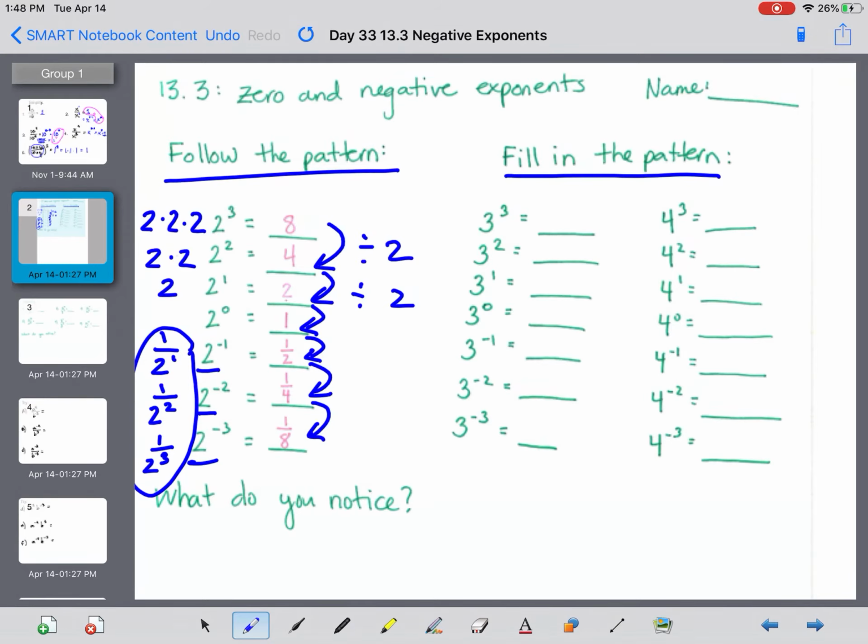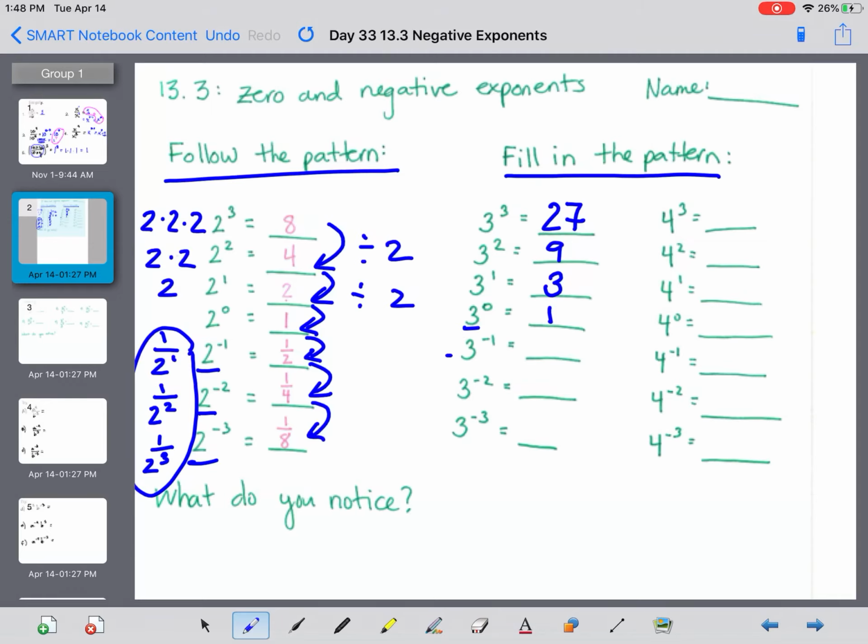All right, hopefully you had a chance to do that. So let me go ahead and fill in my answers here. 3 to the third power would be 3 times 3 times 3, so that's 27. 3 squared is 9. 3 to the first power is just the same thing as 3. Anything to the 0 power is 1.